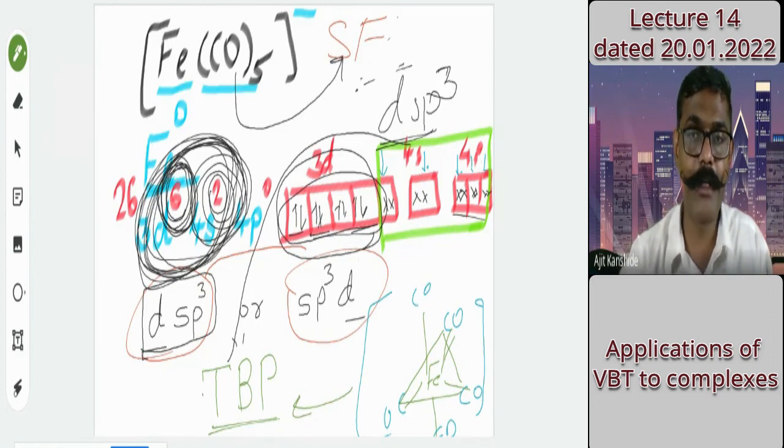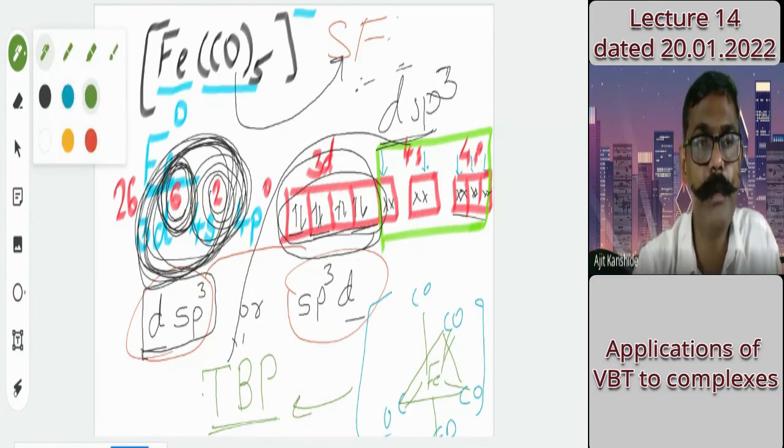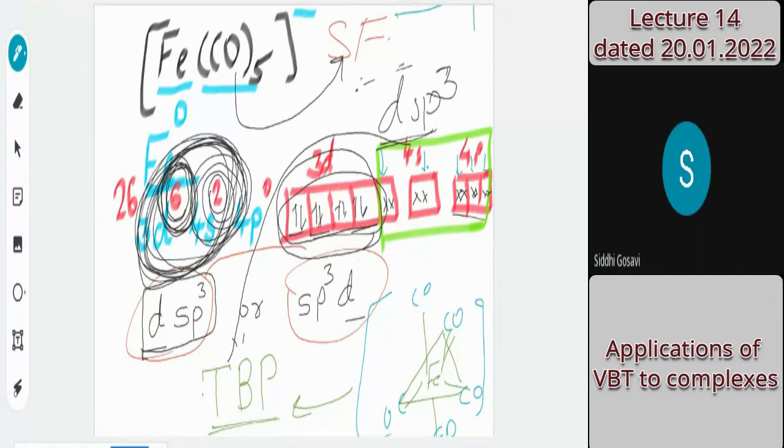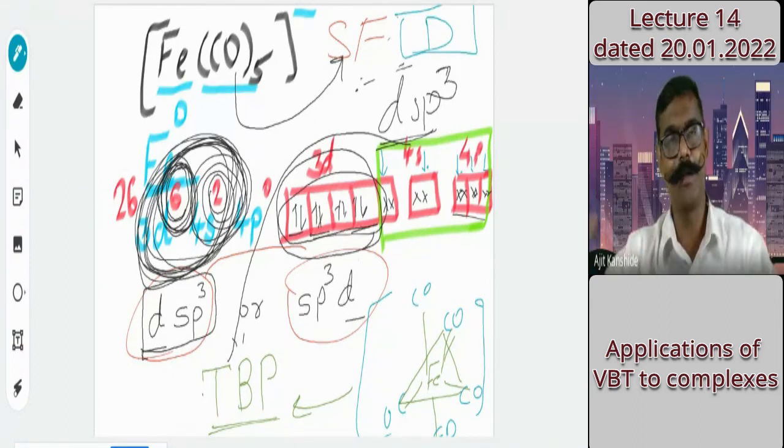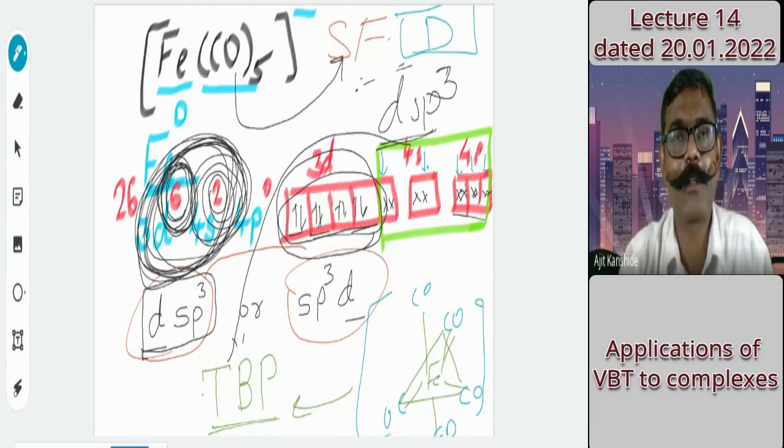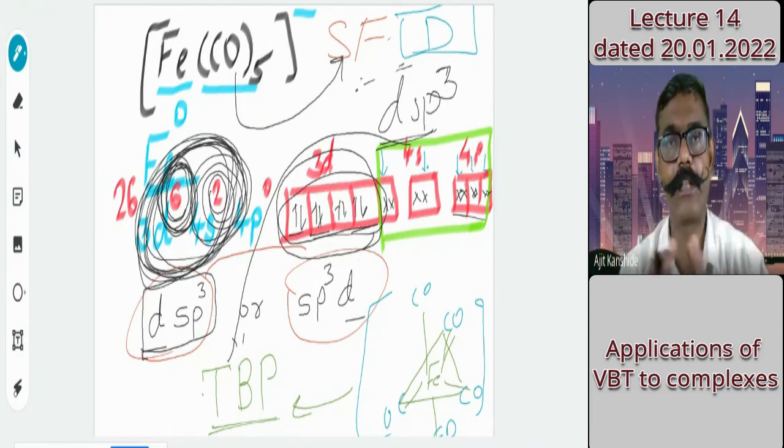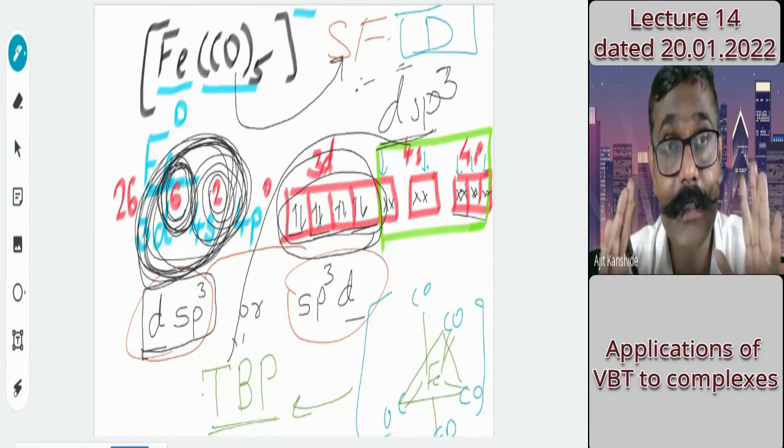Now the last point, that's magnetism. What will be the magnetism? Diamagnetic. Good. Over. So the hybridization concept, the application of the VBT concept, by this lecture I hope and expect it is clear to you.